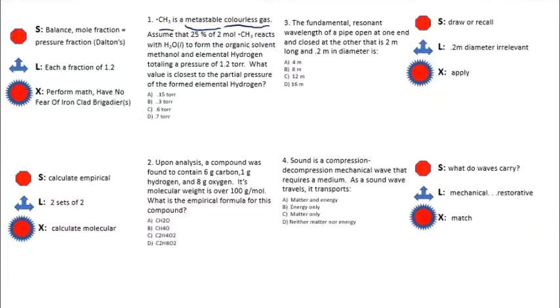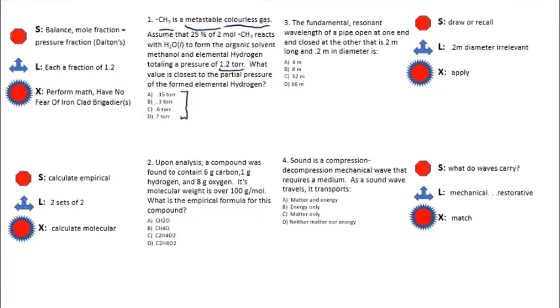25% of 2 moles of it will react with water to form the organic solvent methanol and elemental hydrogen, totaling a pressure of 1.2 torr. What value is closest to the partial pressure of the formed elemental hydrogen? The only MCAT relevant detail we need to know here is that for calculating pressures, we should be focusing on the gaseous species and kind of ignoring the other ones.